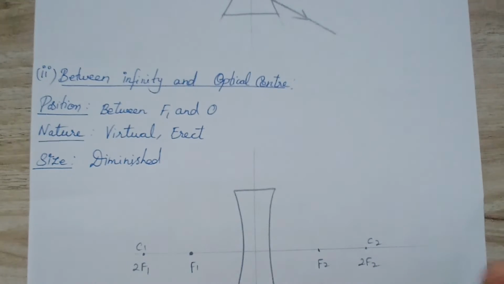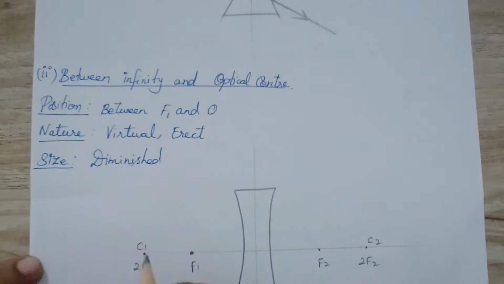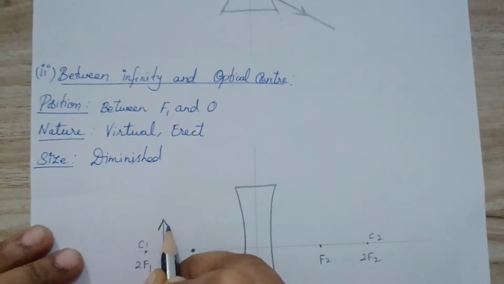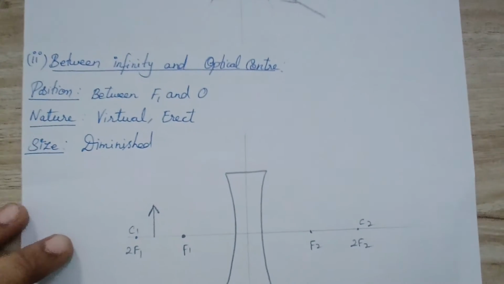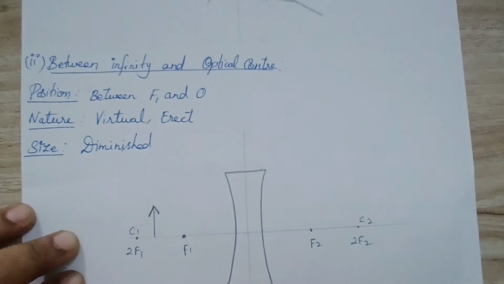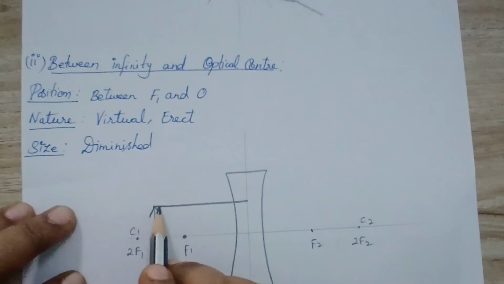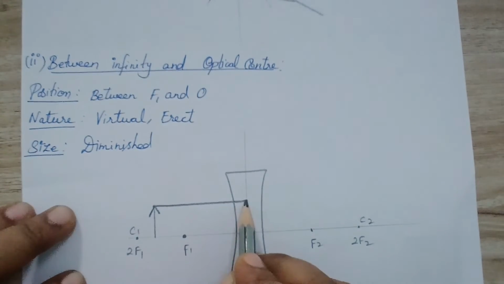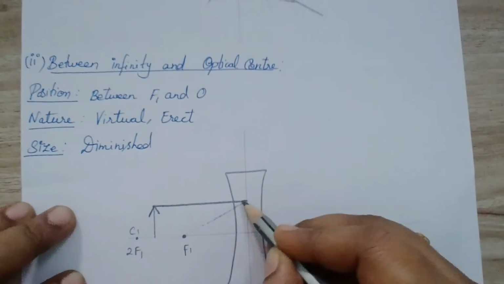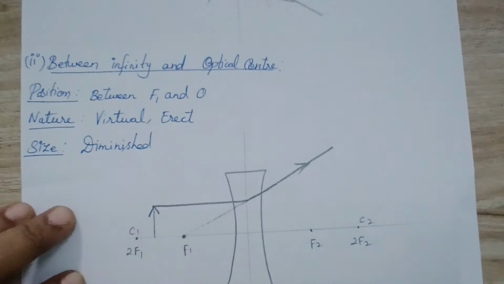Your next position is when the object is placed between infinity and the optical center, somewhere between the optical center and infinity. I have drawn the line up to here, C1. Let's take here, so this is your object. We need at least two rays to get an image, right? One is parallel to the principal axis. You know that when it is parallel to the principal axis, it appears to diverge from the focus point. This is how it will be diverged.